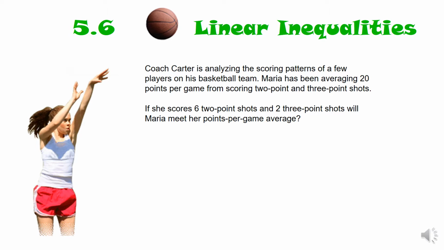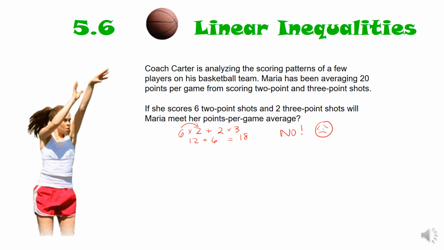If she scores 6 2-point shots and 2 3-point shots, will Maria meet her points per game average? We can just say 6 times 2 plus 2 times 3, and that would be 12 plus 6 equals 18, because it's 6 for each 2-point shot. And so the answer is no. She will not reach her points per game average.